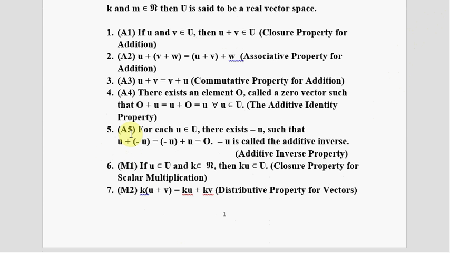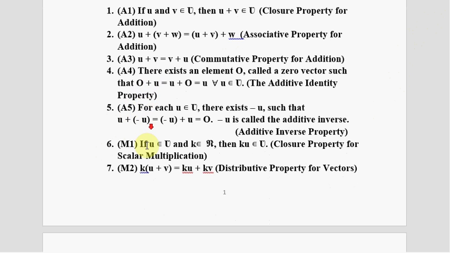M1 is the closure property for scalar multiplication. If I have a vector and I multiply a scalar to that vector, does it offset the vector definition? Is the result of the scalar times the vector still contained within the space? We call that the closure property for scalar multiplication.